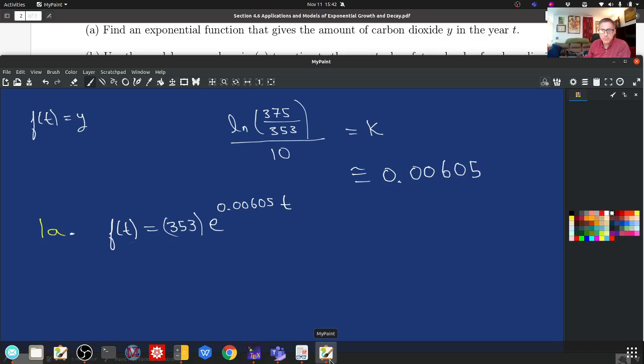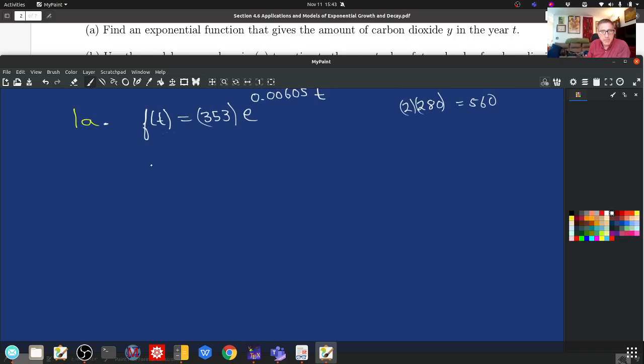So 280 times 2 is equal to 560. So we're solving for t here now. So my output is 560, and that's equal to 353 times e raised to this k value that we just found.